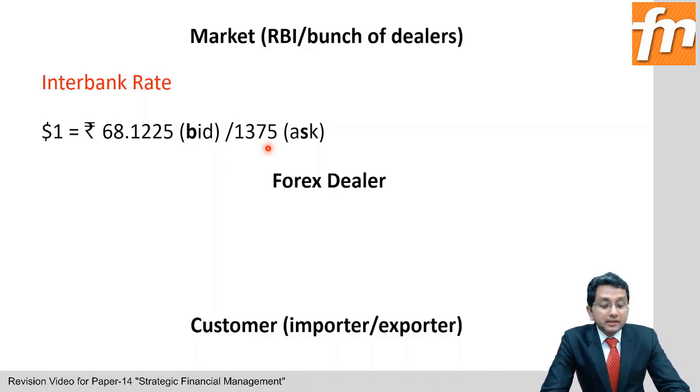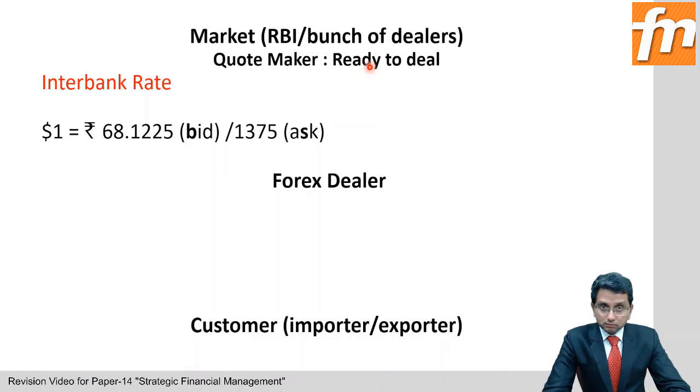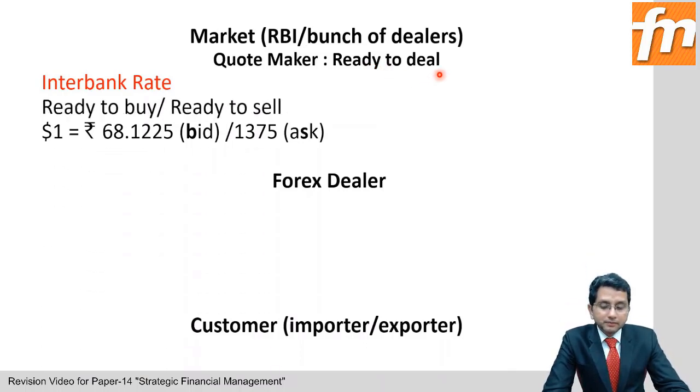So in this deal between the market and the Forex dealer, the market is the quote maker. The quote maker is the person who opens the rate, who tells the rate to other people, and who is always ready to deal. So the market is ready to buy at 68.1225 and the market is ready to sell at 68.1375. The difference amount becomes profit for the market maker.